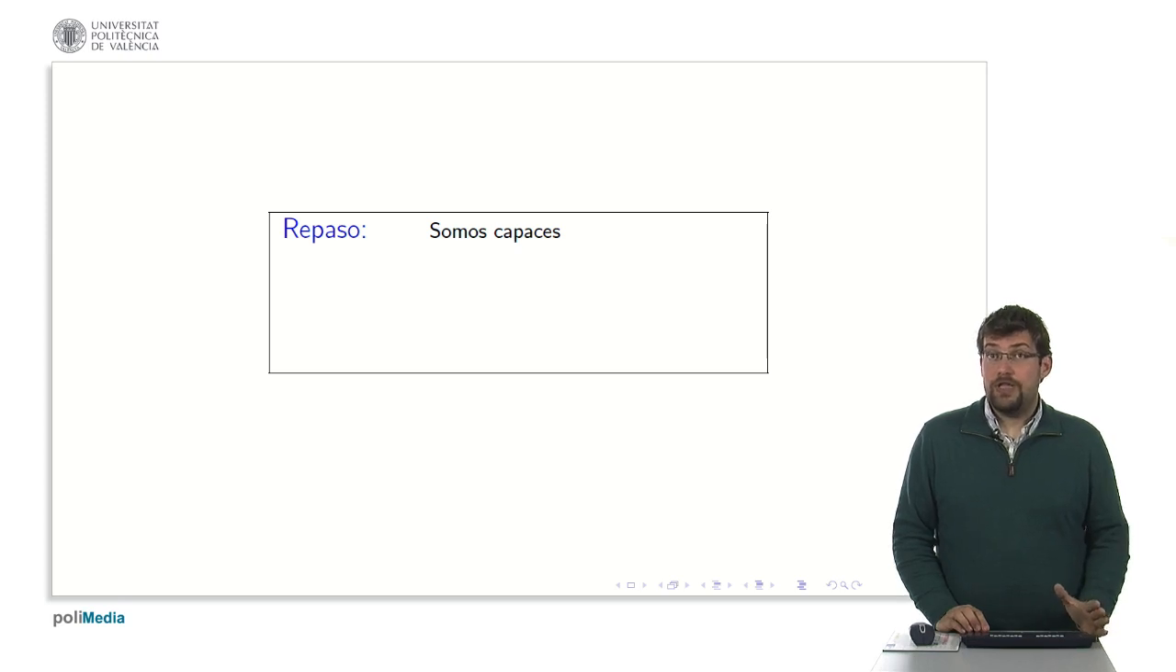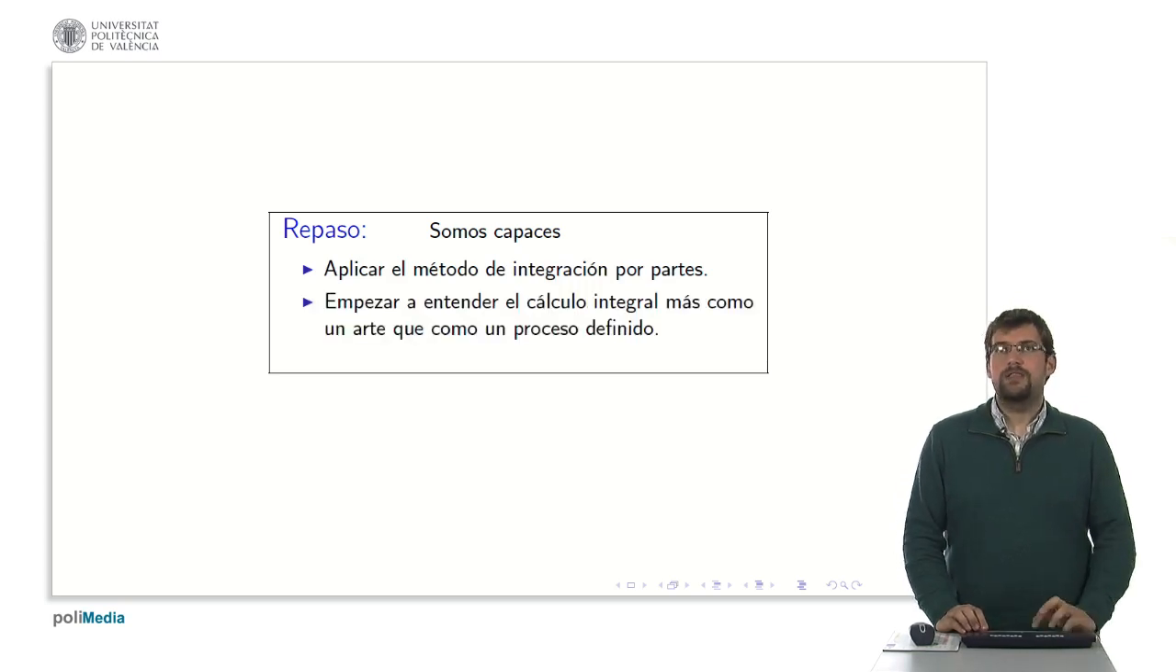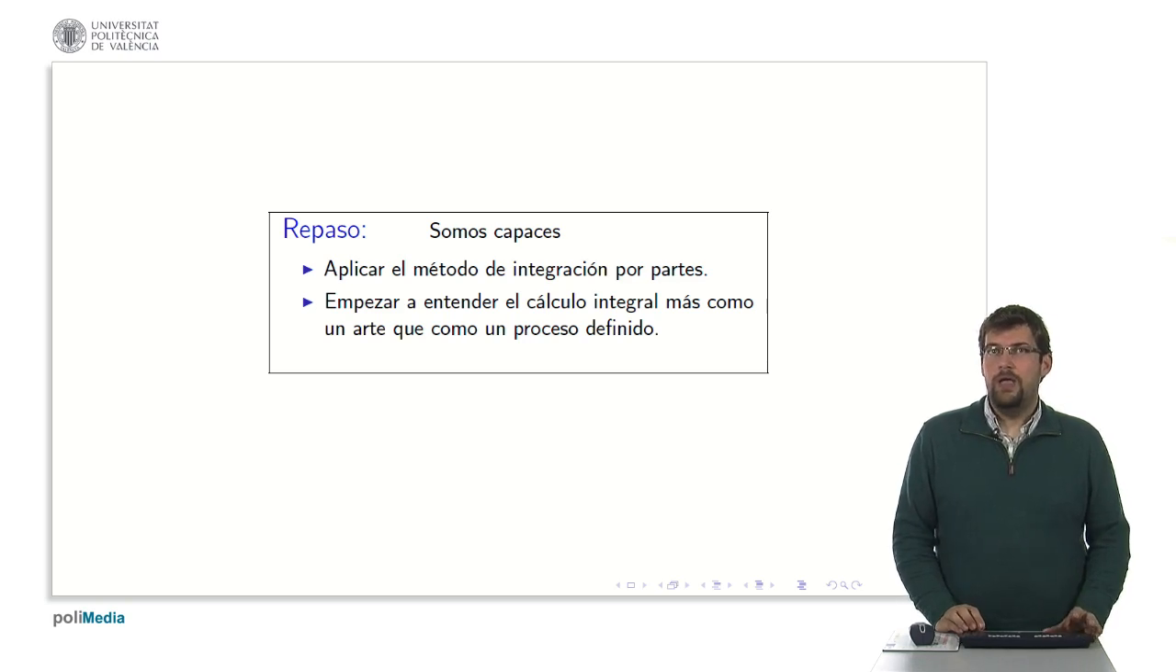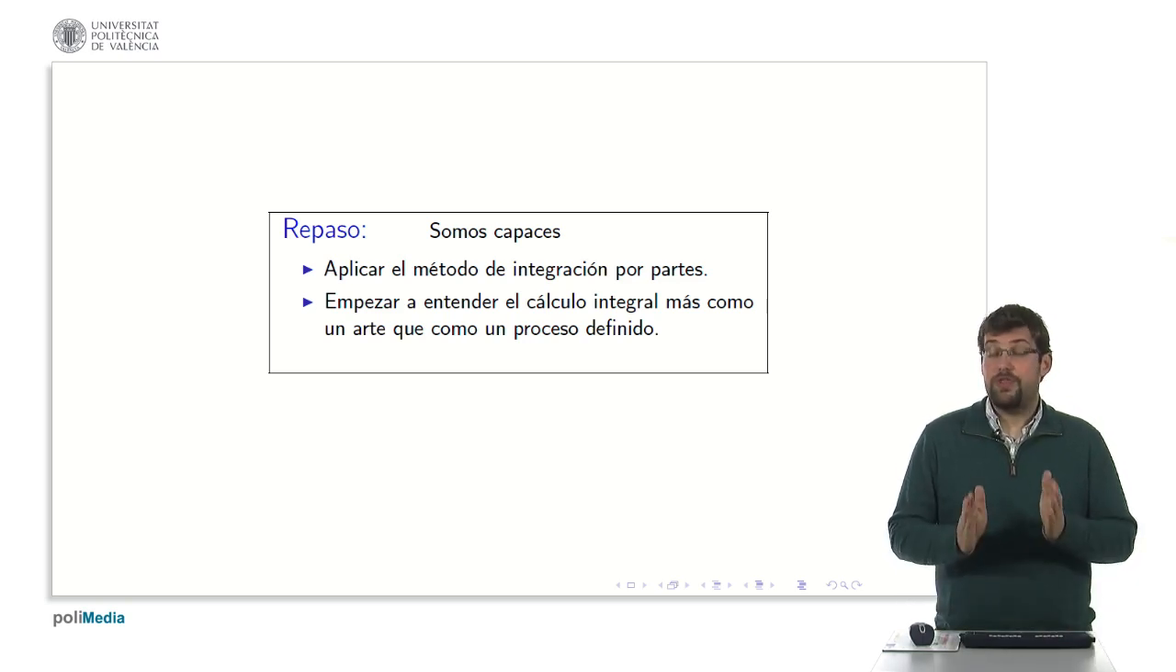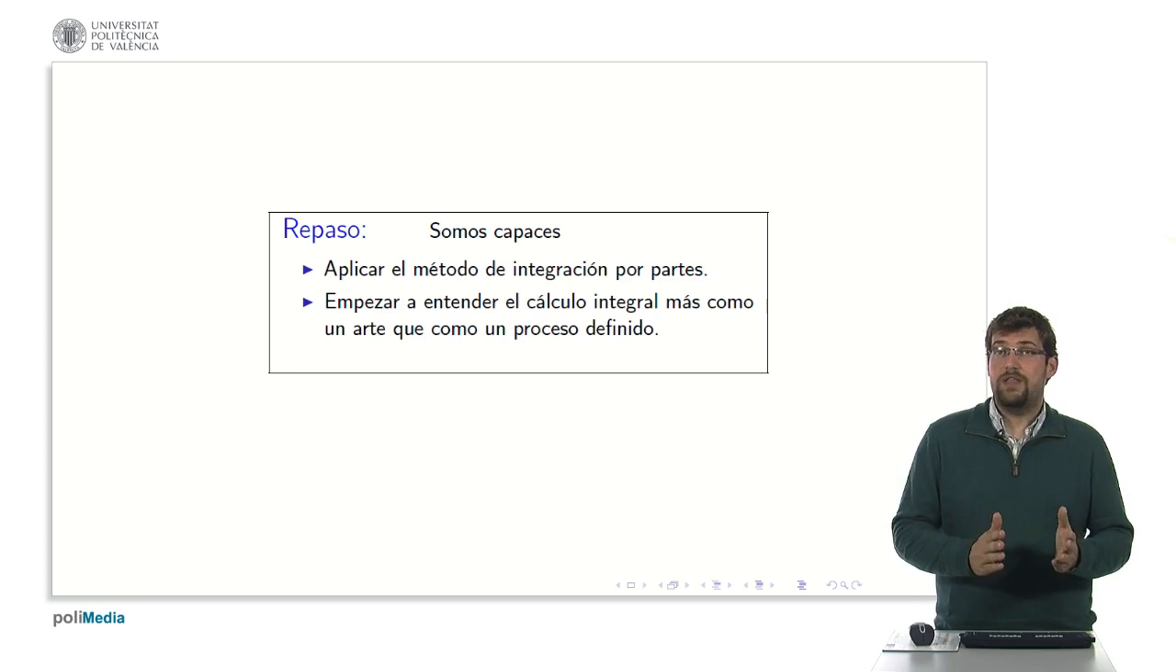Well, this was all the content for today's lesson. From now on, we should be able to apply the method of integration by parts, and after this class, we should have learned something very important. Hopefully, we begin to understand that integral calculus is not an exact process where you have to follow exact rules. In contrast, I like to think about it more like an art, in which one has to develop their intuition and techniques that, depending on the situation, may be necessary or not.